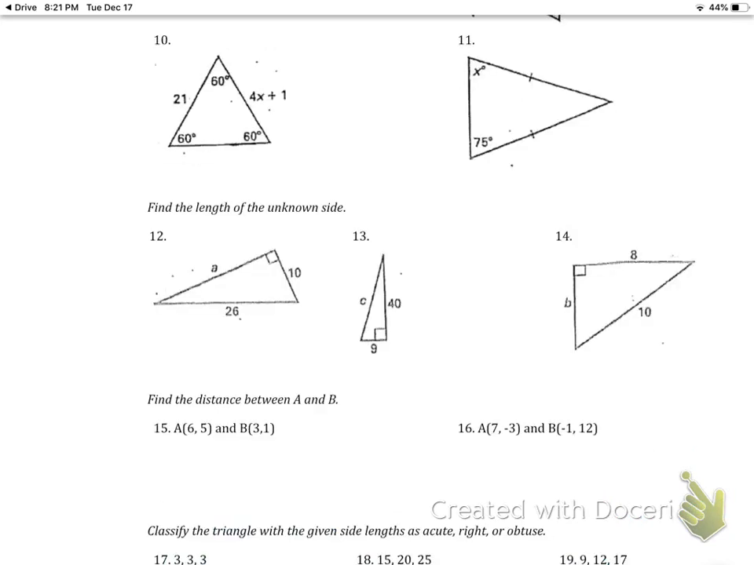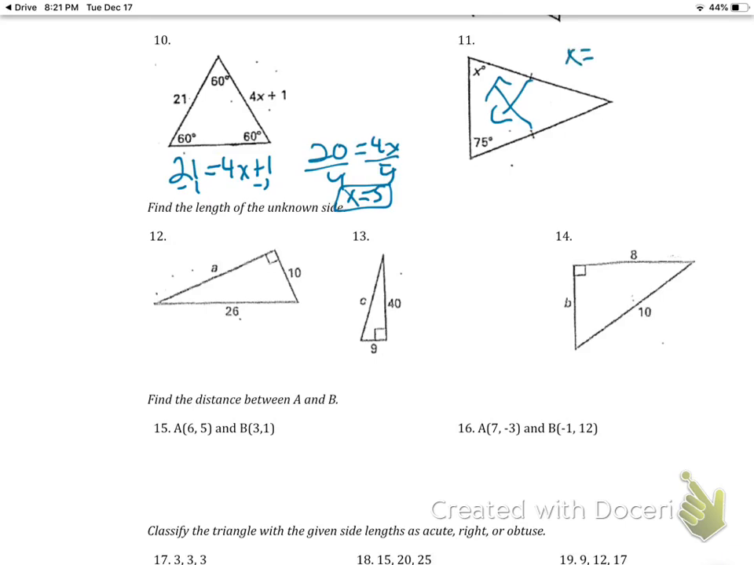Okay, so here again, you see you have an equiangular triangle. You know if it's equiangular, it's also equilateral. 21 equals 4x plus 1. Subtract over 1, you end up with 20 equals 4x. Divide by 4. X equals 5. Again, you see that you have 2 congruent sides. Well, angles opposite of congruent sides are congruent, which means that x has to equal 75. That's probably my favorite one on here, the least amount of work.